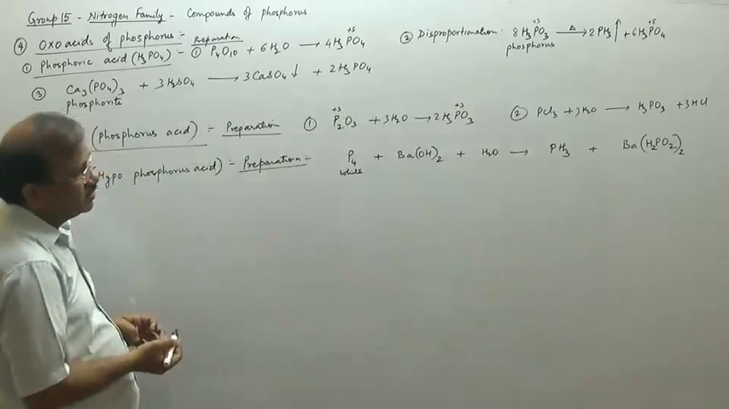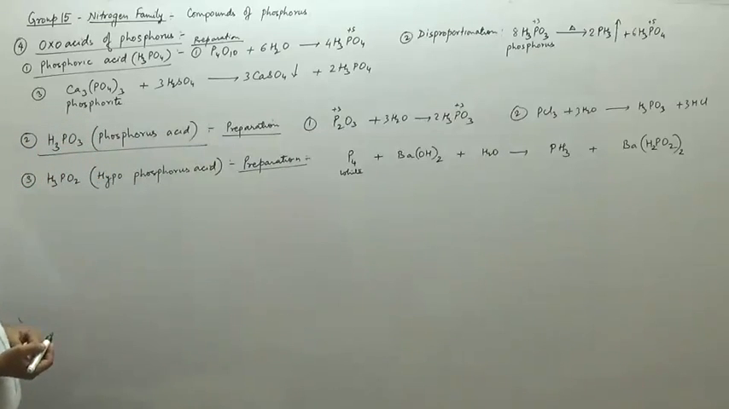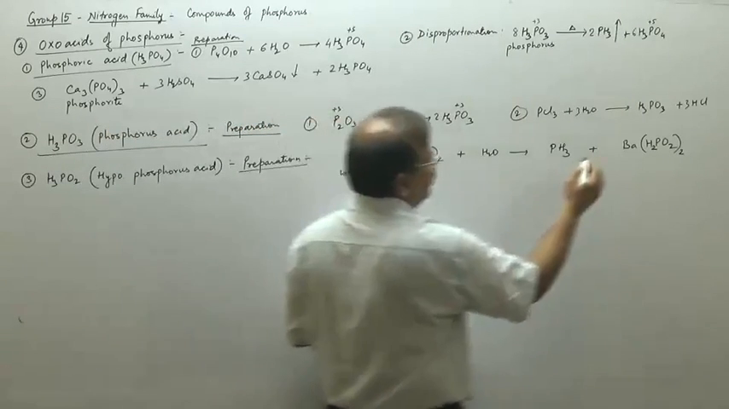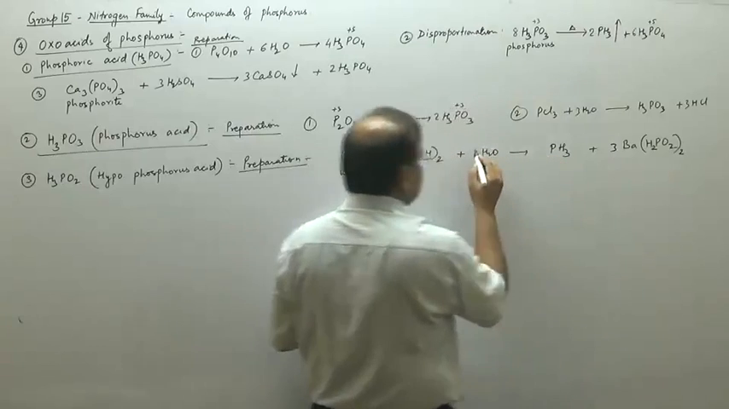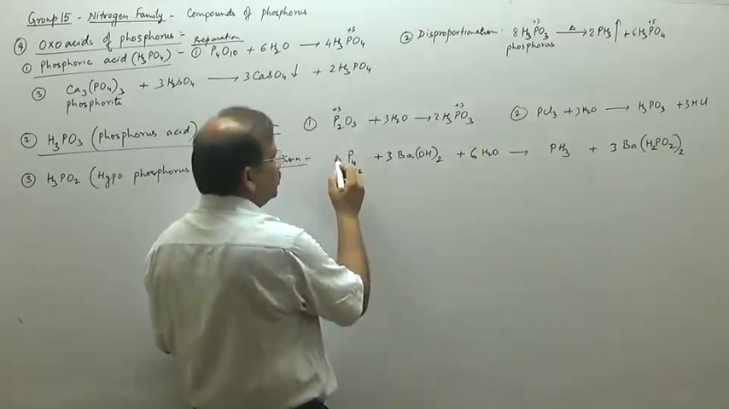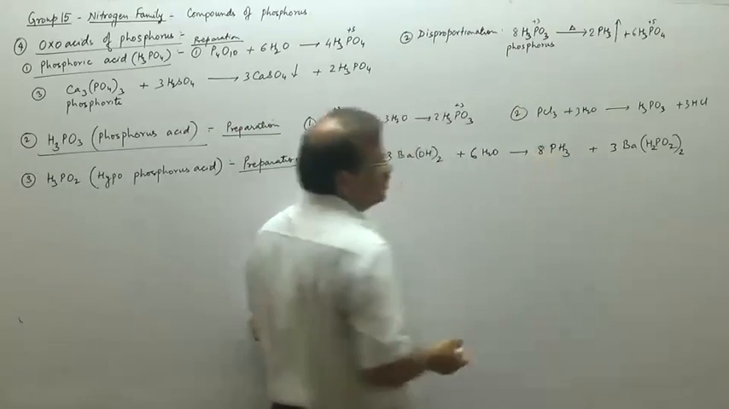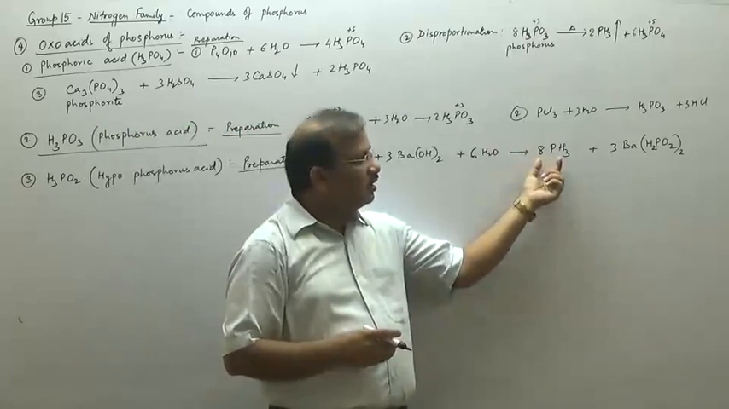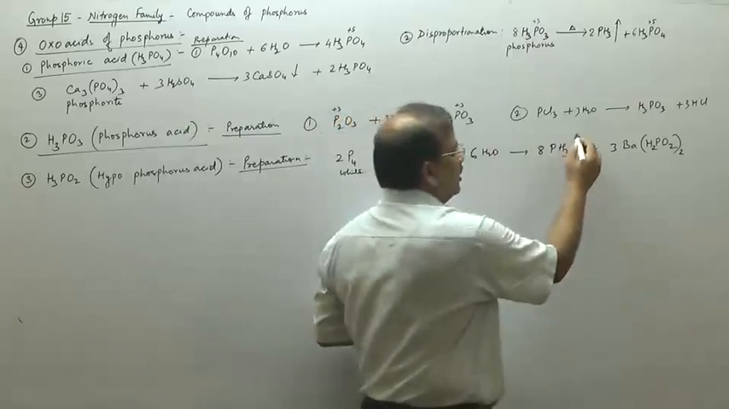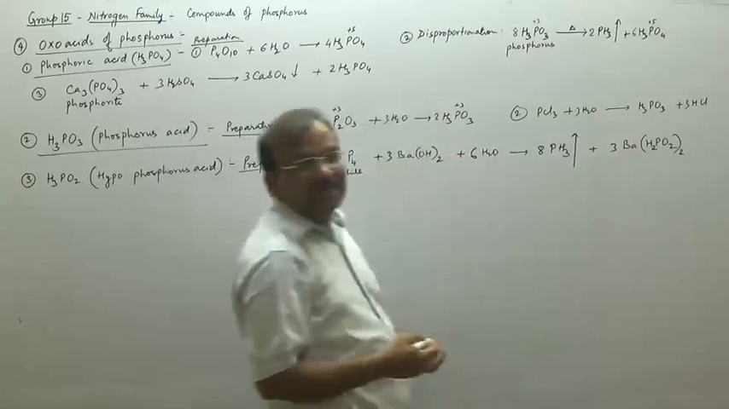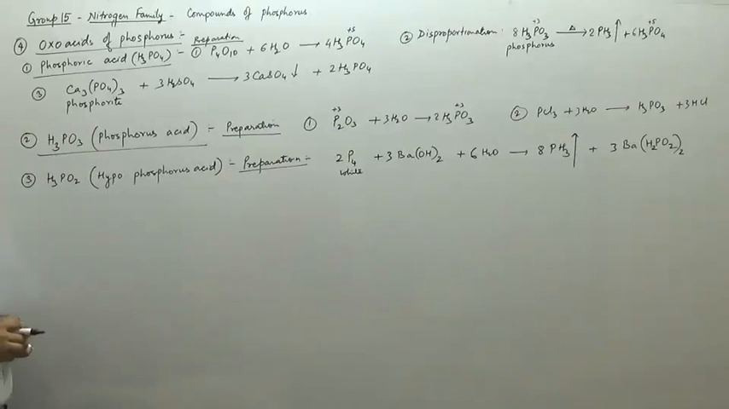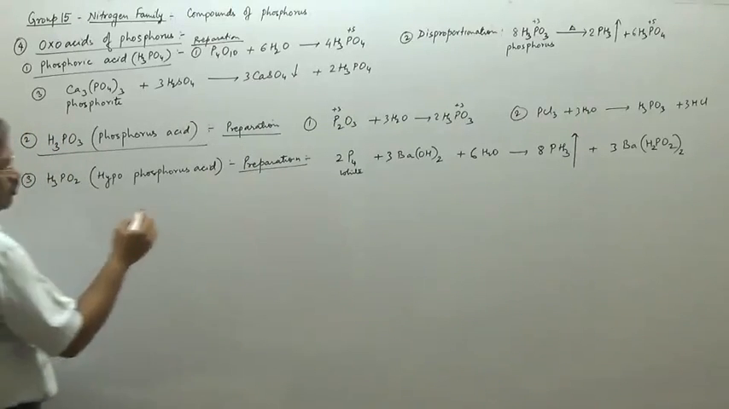We can write barium phosphate, Ba3(PO4)2. It is thrice, so oxygen will become 6, then this is twice, so we get 8 oxygens. That is how we can balance that. Then the phosphine is liberated here, and we get barium hypophosphite, which will react with H2SO4 to get the product.